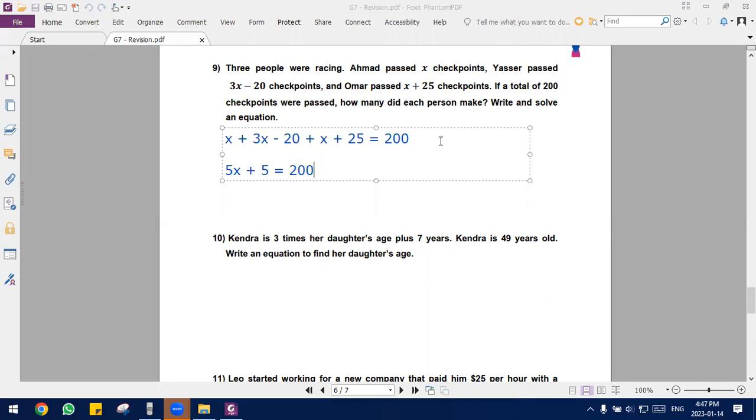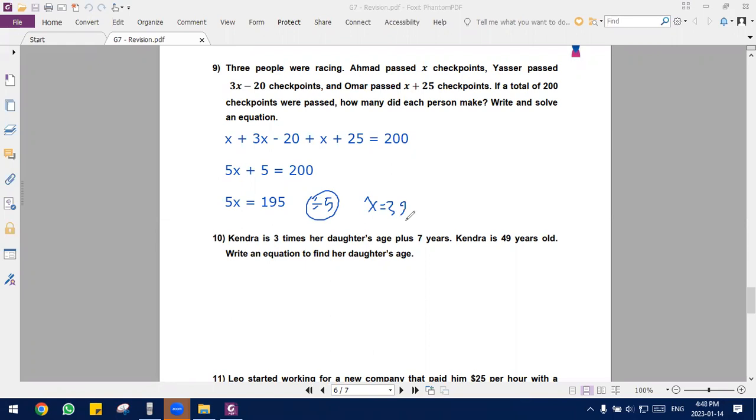What is the next step? Yes, take 5 to the other side. So 5x will be equal to 200 minus 5. 200 minus 5 is 195. Now we need the value of x, not 5x. So we do the opposite, which means we divide by 5. So 195 divided by 5 is 39. So x is equal to 39.